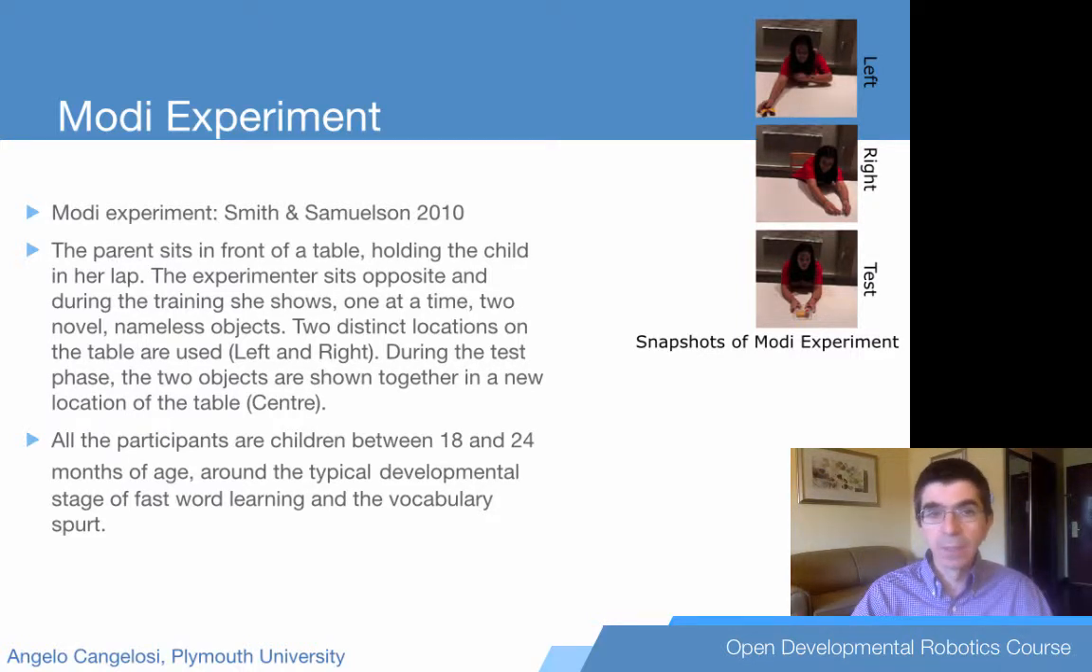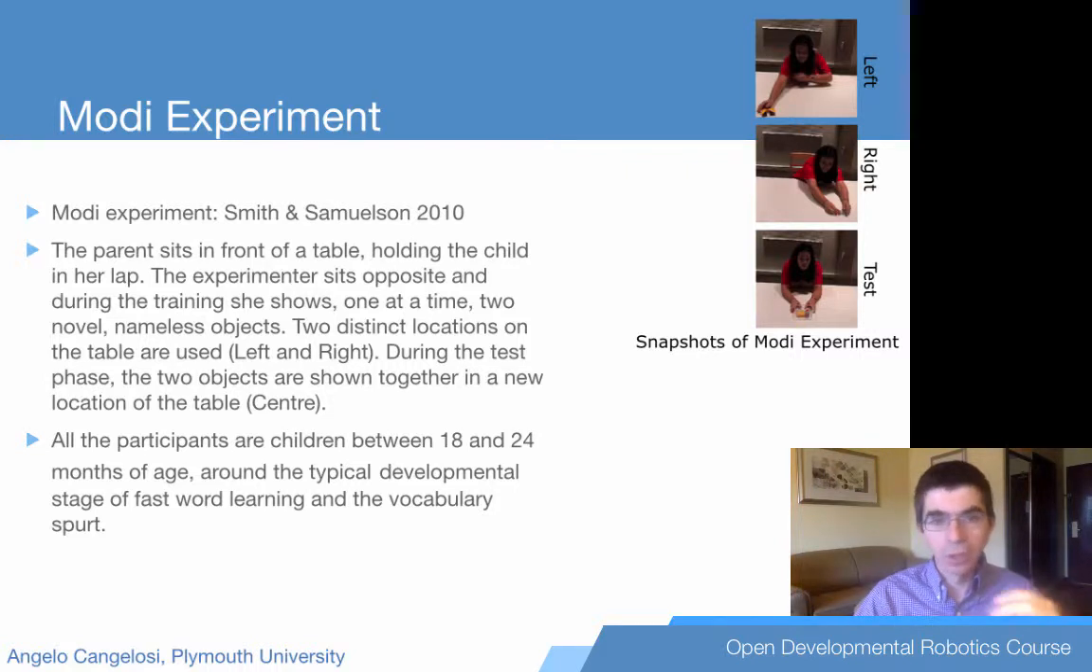There is a very well-known study developed by Linda Smith and Larissa Samuelson. Linda Smith leads the Baby Lab in Indiana in the US. We call this the MODI experiment. MODI is the label used by the researchers as part of the experiment. So you have a child sat on the lap of a parent, and the parent is sitting in front of a table. On the other side, you have the experimenter, and the experimenter shows two objects for which the child doesn't know the label. One object at a time. First on the left, object A, on the right, object B.